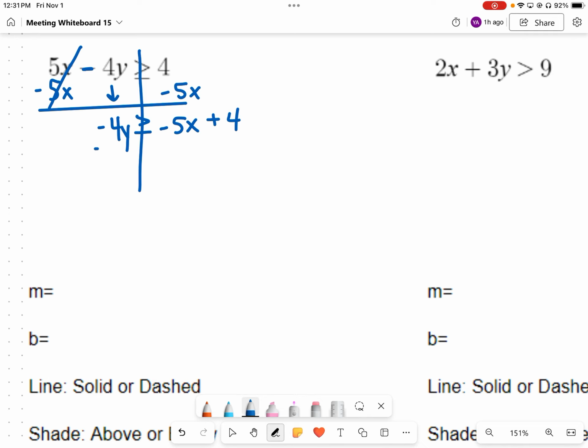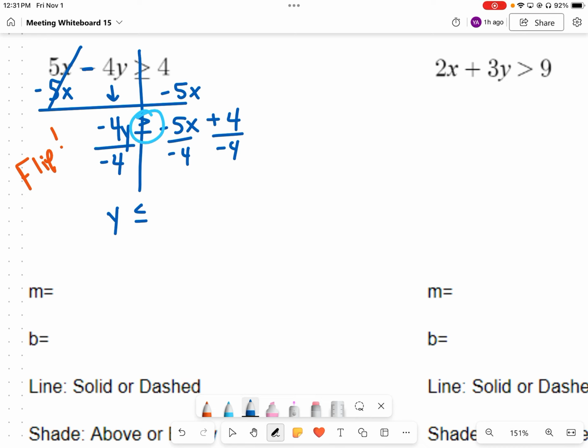So I've already subtracted 5x, so now I'm going to divide by the negative 4 all the way through. When I divide by a negative, I have to flip this sign because that's just a rule for inequalities. So write yourself a little note, flip. So it's y is now less than or equal to.